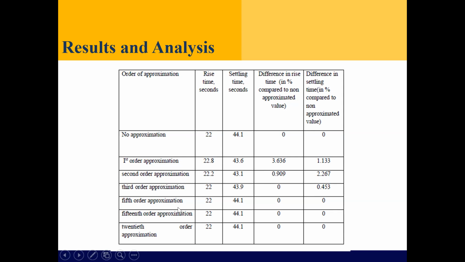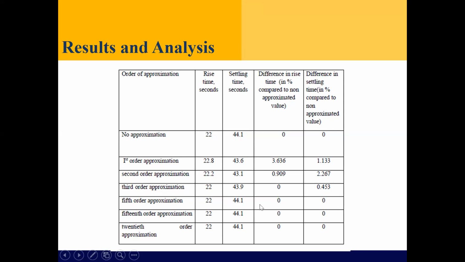But as we go up to the higher order, let us say 15th order or fifth order, the values are now very close to each other. So this column represents the percentage difference between these values, and we realize that as we achieve fifth order approximation, the values are the same after that.